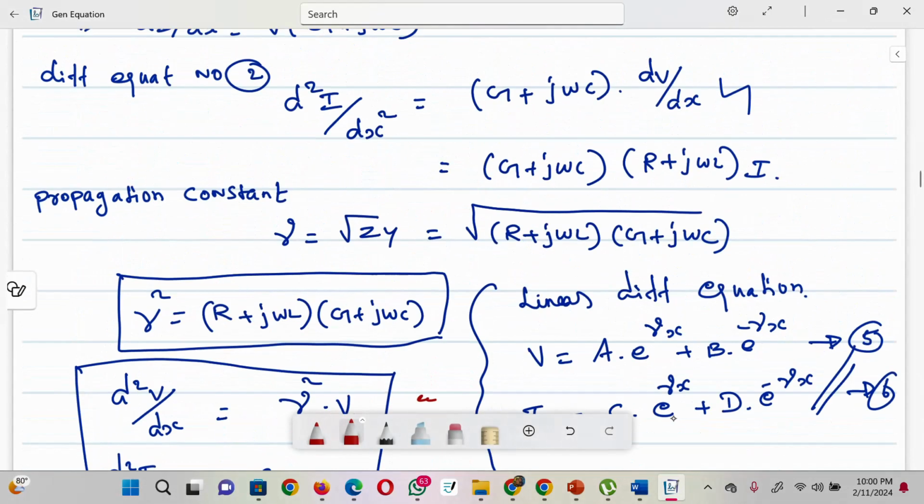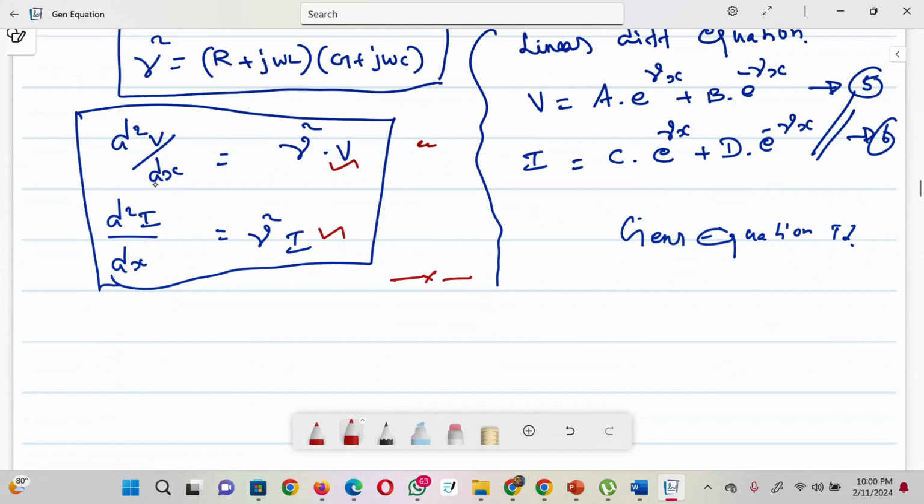Here, by using the linear equation discussed in the last class, d square v by dx square and d square I by dx square equal gamma square times V and gamma square times I, where gamma is the propagation constant. After that we take the linear differential equation V equal to A into e power gamma x plus B into e power minus gamma x. That equation we represent as equation 5. And I equal to C into e power gamma x plus D into e power minus gamma x. That equation is represented as equation 6. So these are A, B, C, D.